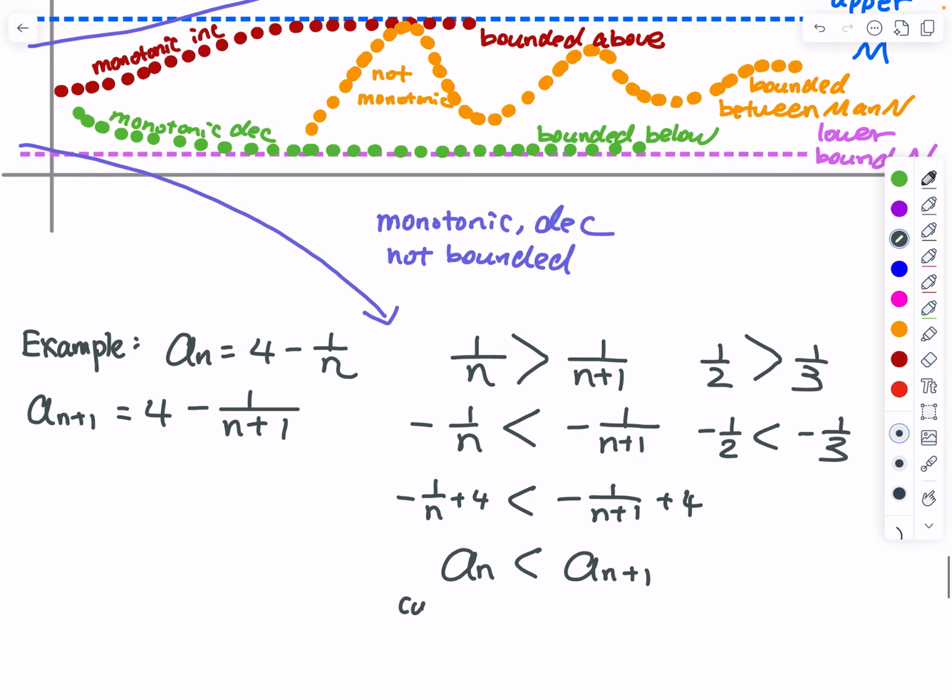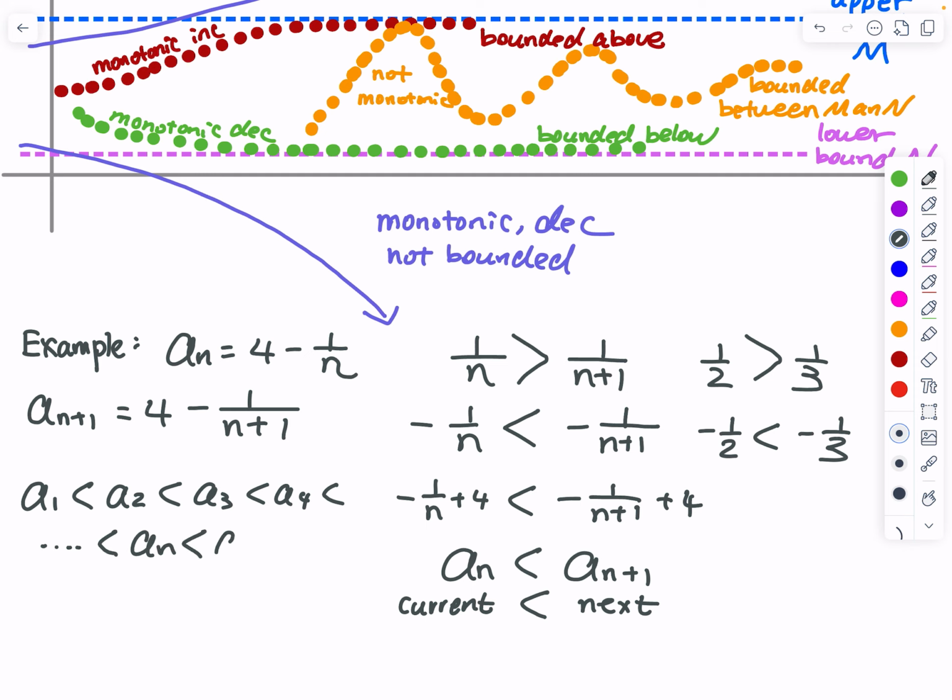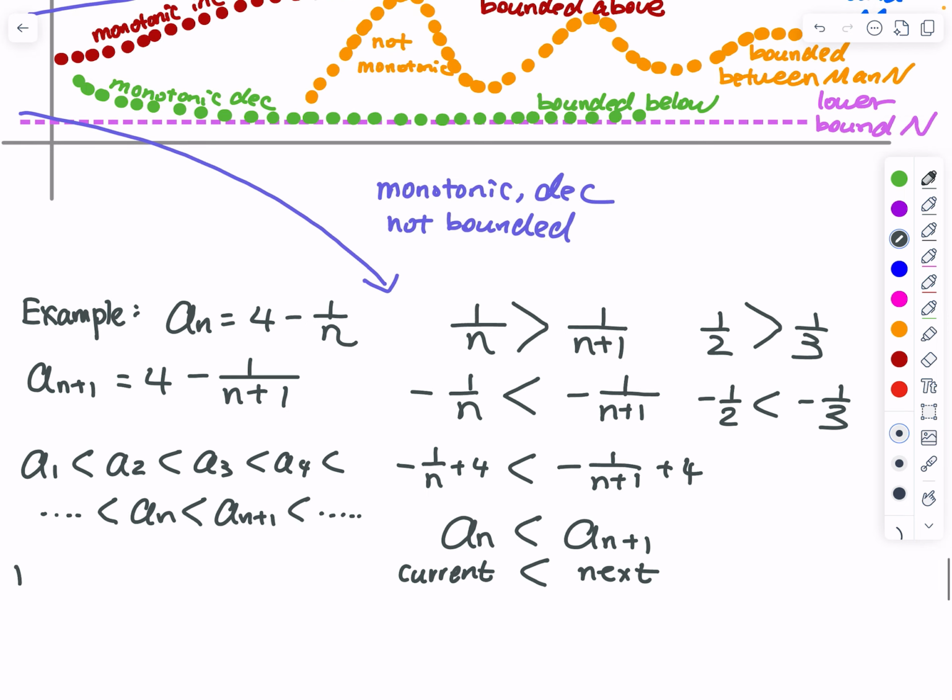So this is the current term, and then this is the next term. Since the next term is greater than the current term, we can say A1 is less than A2, less than A3, less than A4, and then keep on going, less than AN, and then less than AN plus 1, and then keep on going. So this one we can say this is monotonic, and the sequence is increasing.